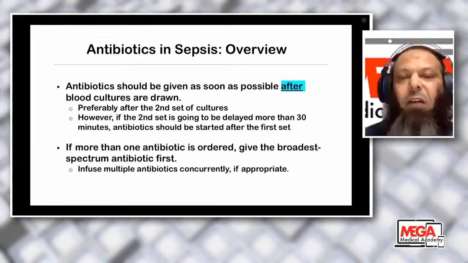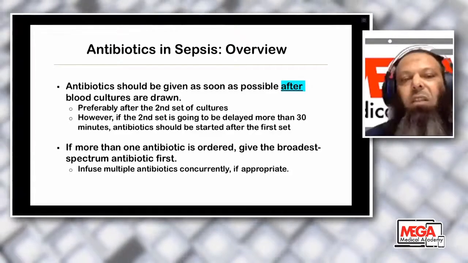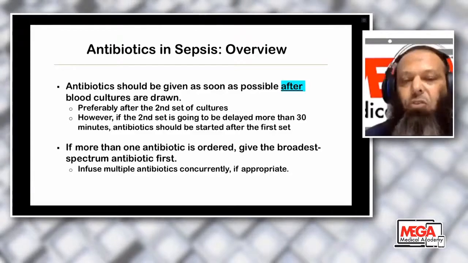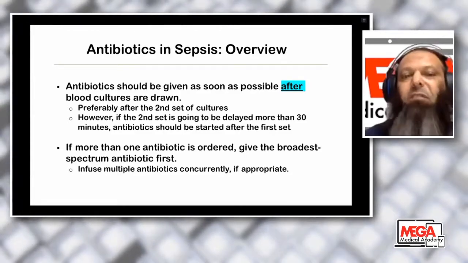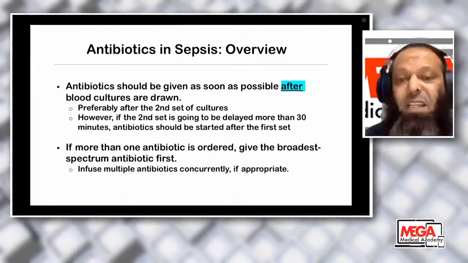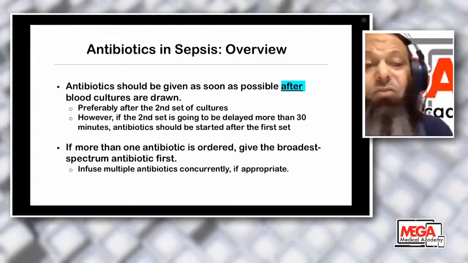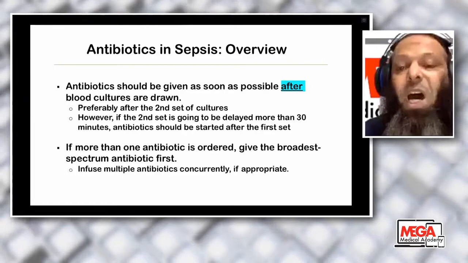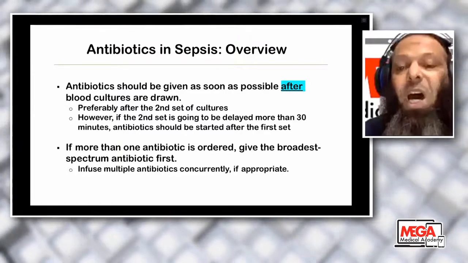So usually give the antibiotics after blood culture, so do not delay the blood cultures. Try not to delay. Preferably, you give the antibiotics after the second set of cultures. However, if the second set is going to be delayed more than 30 minutes, antibiotics should be started after the first. This is an exception.